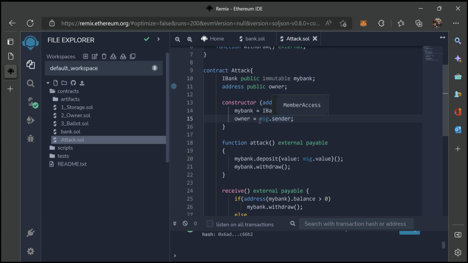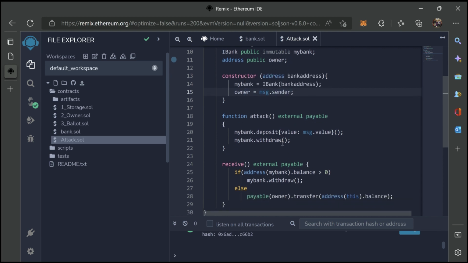In addition, I record the owner, which is whoever deployed this smart contract, so that we can send the money there later once we have a successful attack. So this is the attack function. Basically, you deposit, for example, 10 Ethereum, but you're able to call withdraw over here not just once, because the moment you call withdraw, you're going to have a call. This is the so-called callback function.